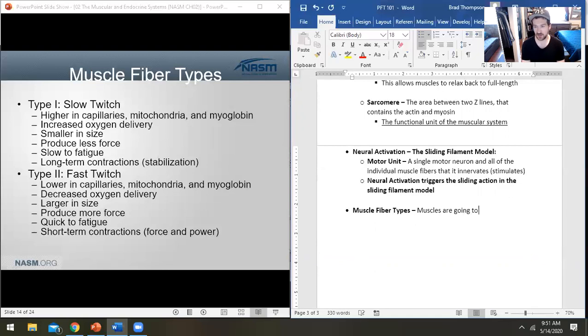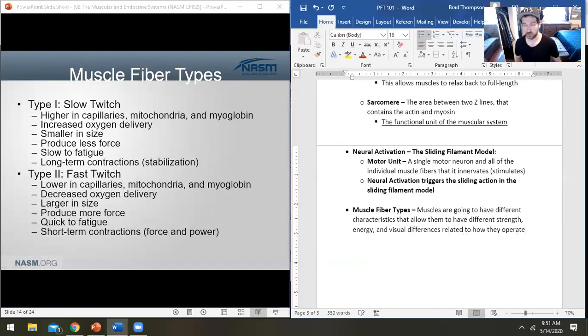Muscles are going to have different characteristics that allow them to have different strength, energy, and visual differences related to how they operate. Good Lord, that's the word I'm looking for. All right, so your muscles are going to have different characteristics.